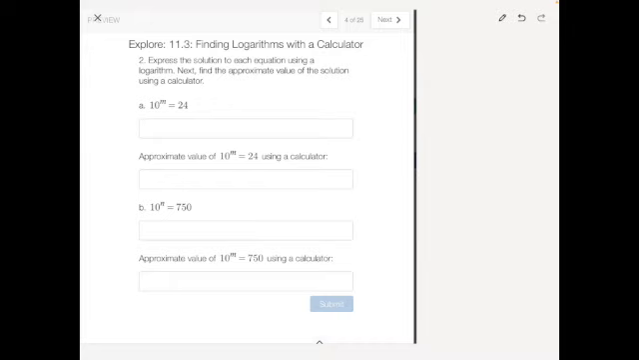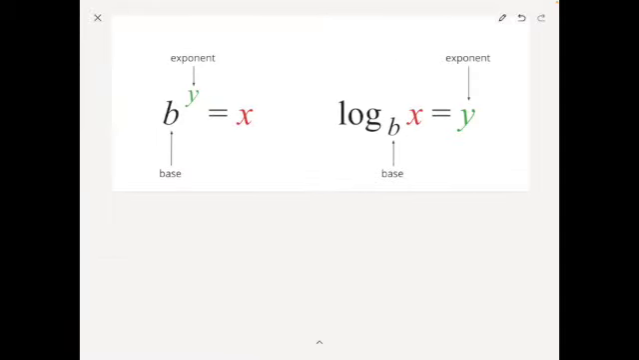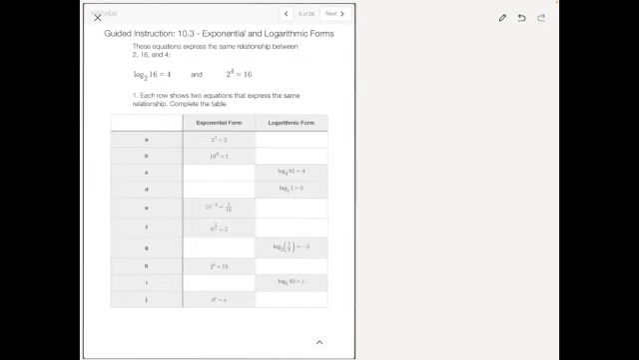Then on screen 4, it says to express the solution to each equation using a logarithm. Next, find the approximate value of a solution using a calculator. So you're given the exponential equation, write it using a logarithm, and then find an approximate answer, and so on. So that is the engage and explore. You're going to want to do those on your own before you get to screen 5, the guided instruction. So make sure screens 1 through 4 are done before you get to screen 5.